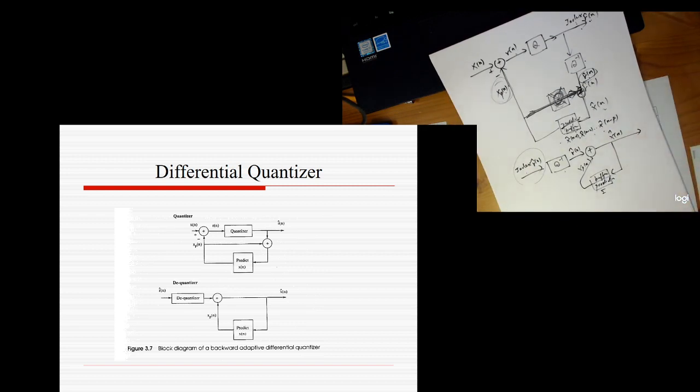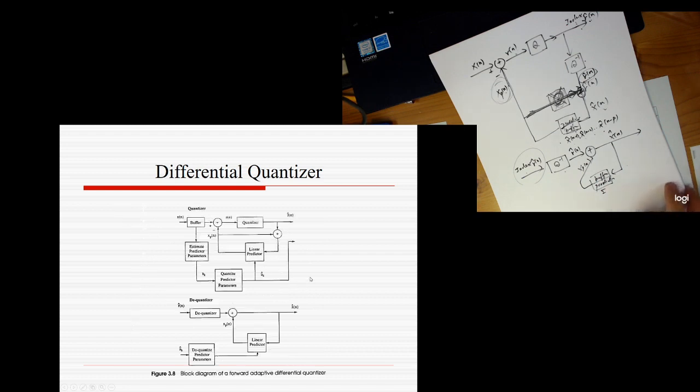So this one is called a differential quantizer. You can see we do not have additional information sent to the decoder. So this one is a backward adaptive differential quantizer. So it's called a backward adaptive differential quantizer.